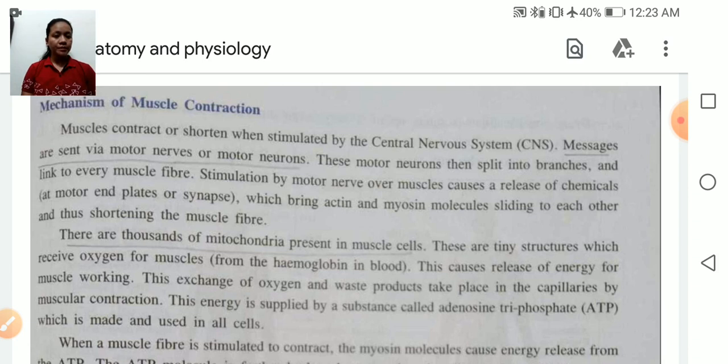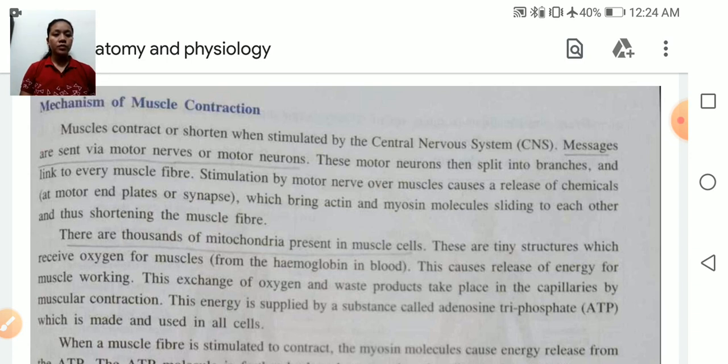Messages are sent through motor neurons. The motor neurons then split into many branches, and the branches are linked to every muscle fiber. The motor neurons split into many branches, and each branch is linked with the muscle fibers, so each and every muscle fiber is stimulated by the motor neuron.